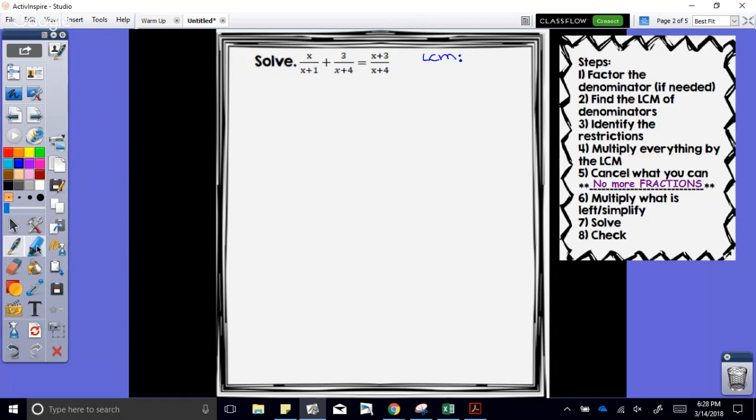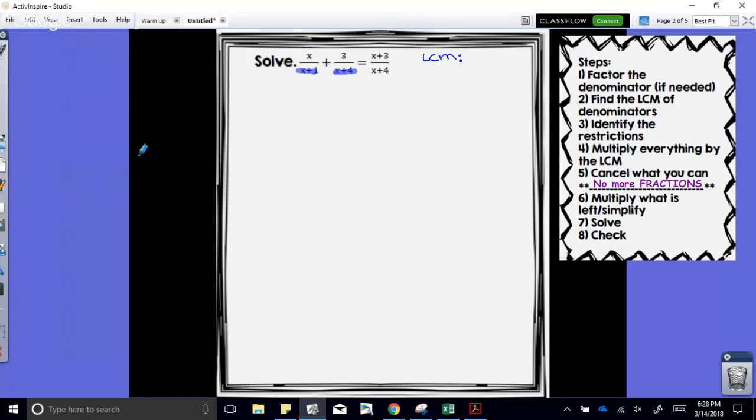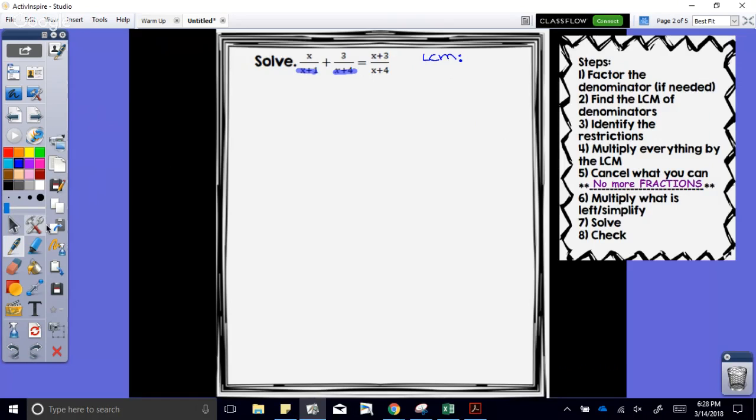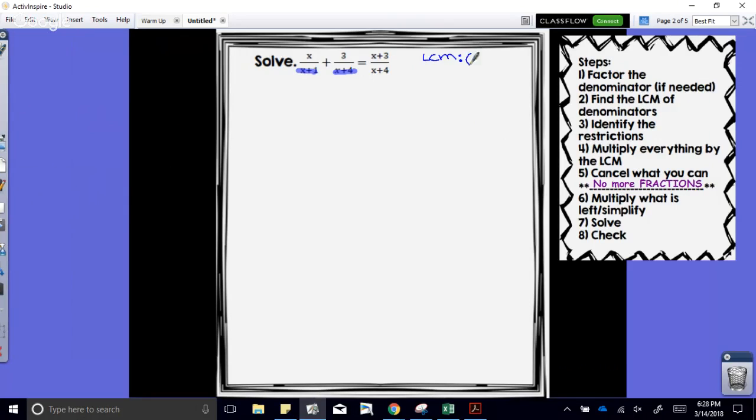So if you look in the denominators, the first thing I see is we have an x plus 1, and we also have an x plus 4. Okay, the LCM says we must account for everything once, so I'm going to say, okay, my LCM is x plus 1 and x plus 4. Okay, so there is find the LCM of the denominators. Okay, we're then going to use that LCM to go ahead and identify our restrictions. So if we have x plus 1 in the denominator, that tells us that x cannot be negative 1. If we have a plus 4 in the denominator, then that tells us that x cannot be negative 4. Okay, so there are my first 3 steps.